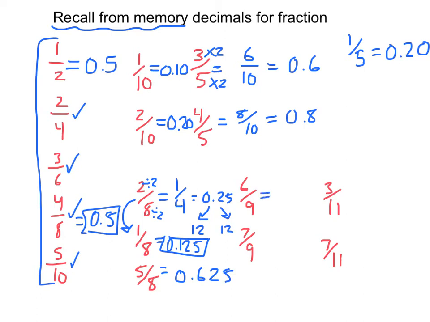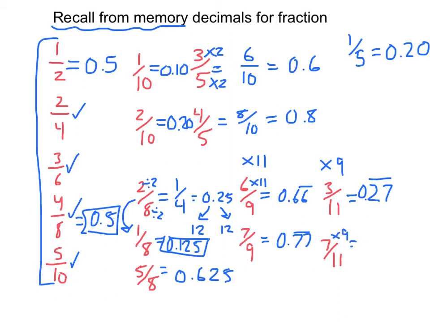6/9. The trick for ninths was times 11. And the trick for 11ths was times 9. They're reversed. So 6/9 is 6 times 11, is 66. They're all repeating. And 7/9 is 7 times 11, it's 77, and they're all repeating. The 11ths were just the opposite. 3/11ths is 3 times 9, is 27. It's 0.27. And they're repeating, it's 27, 27, 27. And 7/11ths was 7 times 9. 7 times 9 is 63, and it was 63 repeating. So hopefully you can recall some from memory, decimals for fraction equivalents.